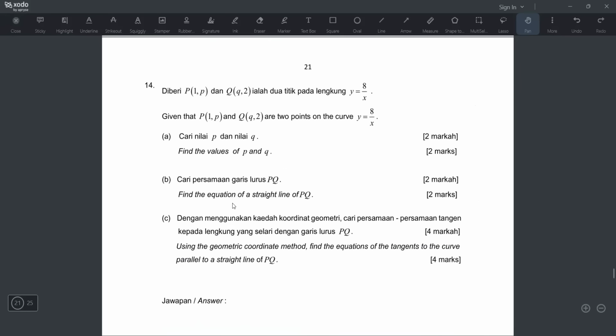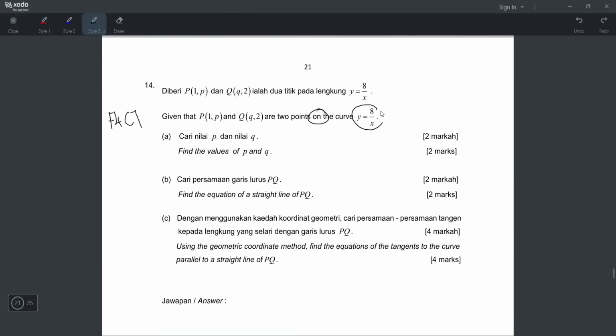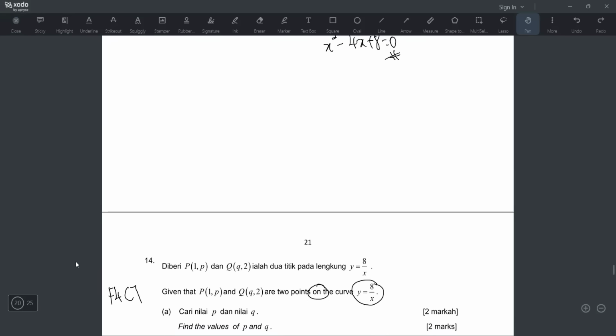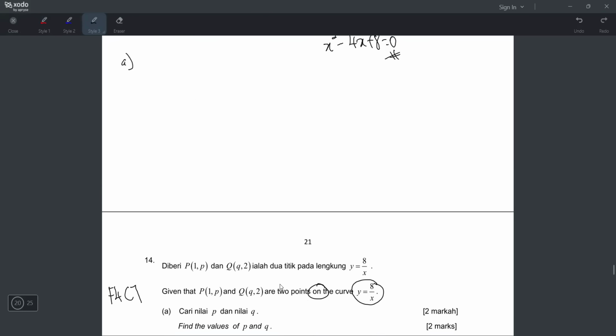Okay, 14 chapter apa pula ni? Using coordinate geometry. Okay, from form 4 chapter 7 coordinate geometry. Okay, let's read. Given that point P is (1, p), point Q is (q, 2), are 2 points on the curve y equals 8 over x. Find the values of p and q. Hey, hello. If this is on the curve, that means these 2 points will pass through this curve. That means you can find the p, q just by substituting the point inside.